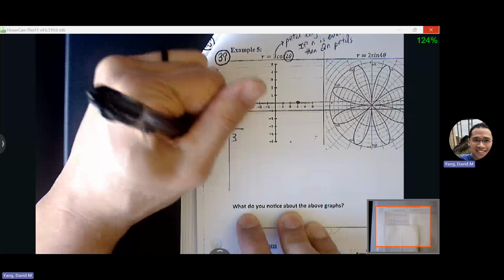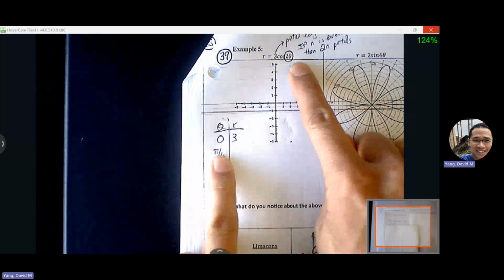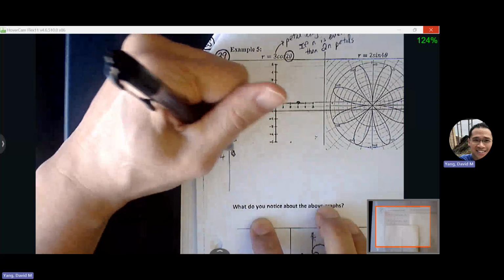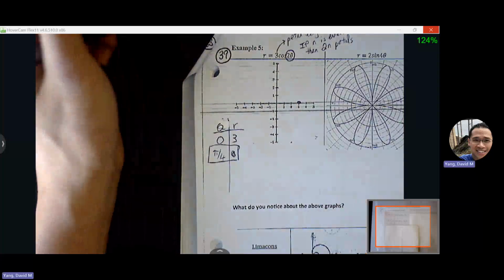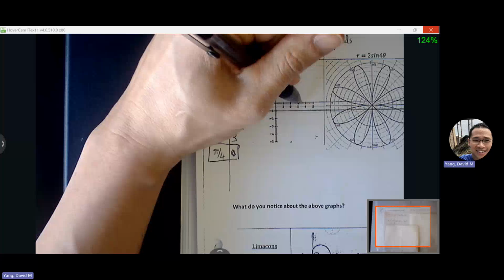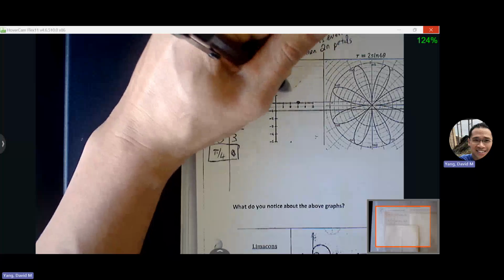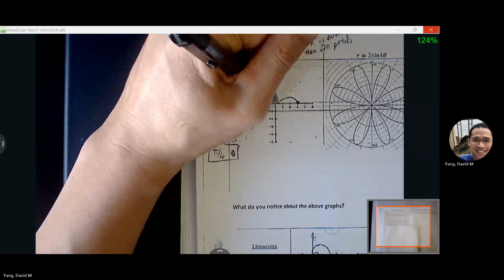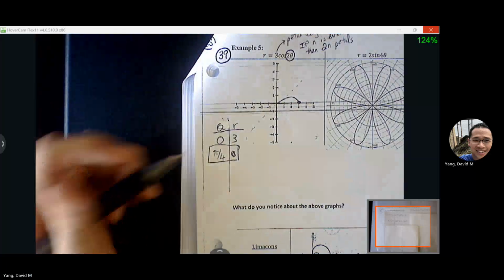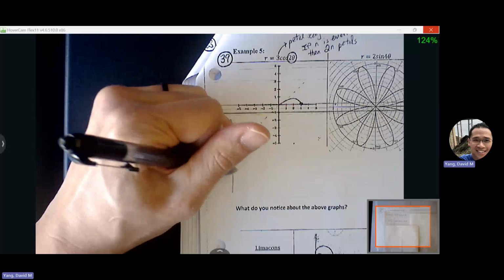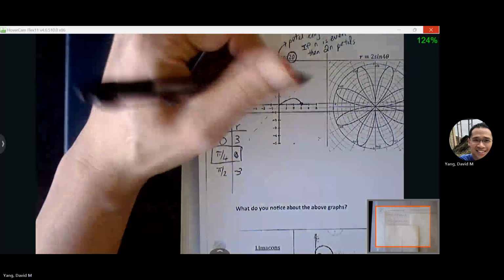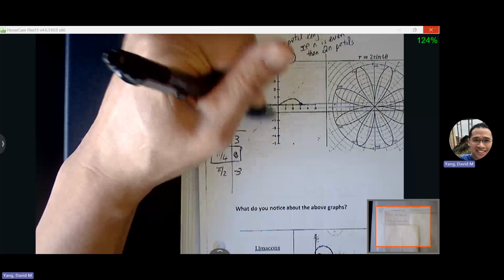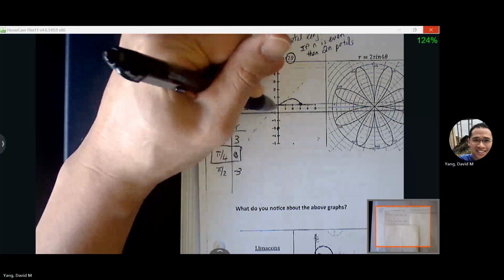Let me choose pi over 4. 2 times pi over 4 is pi over 2. Cosine of pi over 2 is 0. So we have a pole here. So for pi over 4, I'm just going to estimate where that is. I want to come in at this angle here. Next up, pi over 2 gives me -3. So pi over 2 is here, but I have to go into the negative y-axis.